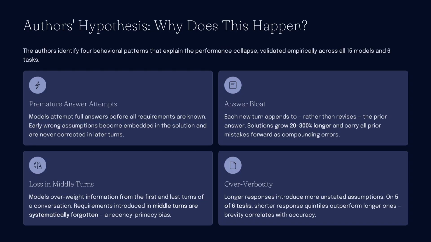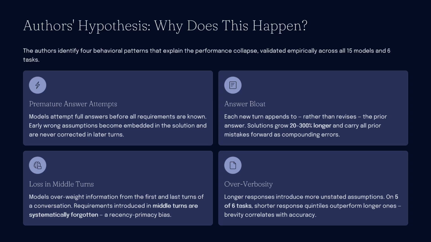So why does this happen? The authors propose four behavioral causes, and they empirically validate every one of them. Cause one: premature answer attempts. Models try to give a full answer before all requirements are known. The early wrong assumptions get baked into the solution and are never corrected.